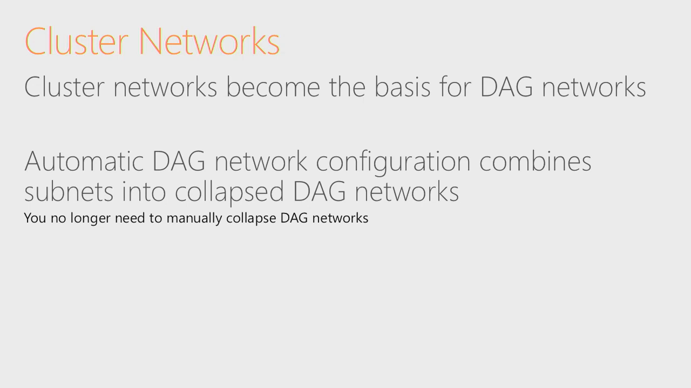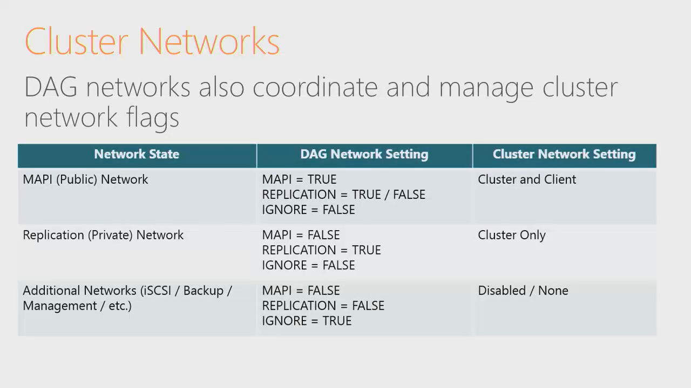Now, if you have replication networks, when you set the appropriate flags in those replication networks, you should see that MAPI is false, replication is true, and what that translates into is a cluster network state of cluster only. That network is enabled for cluster use, but only for heartbeat traffic, right? So there can be no virtual IP addresses bound to it. There can be no virtual names bound to it. That is strictly a secondary network only for the transmission of heartbeats.